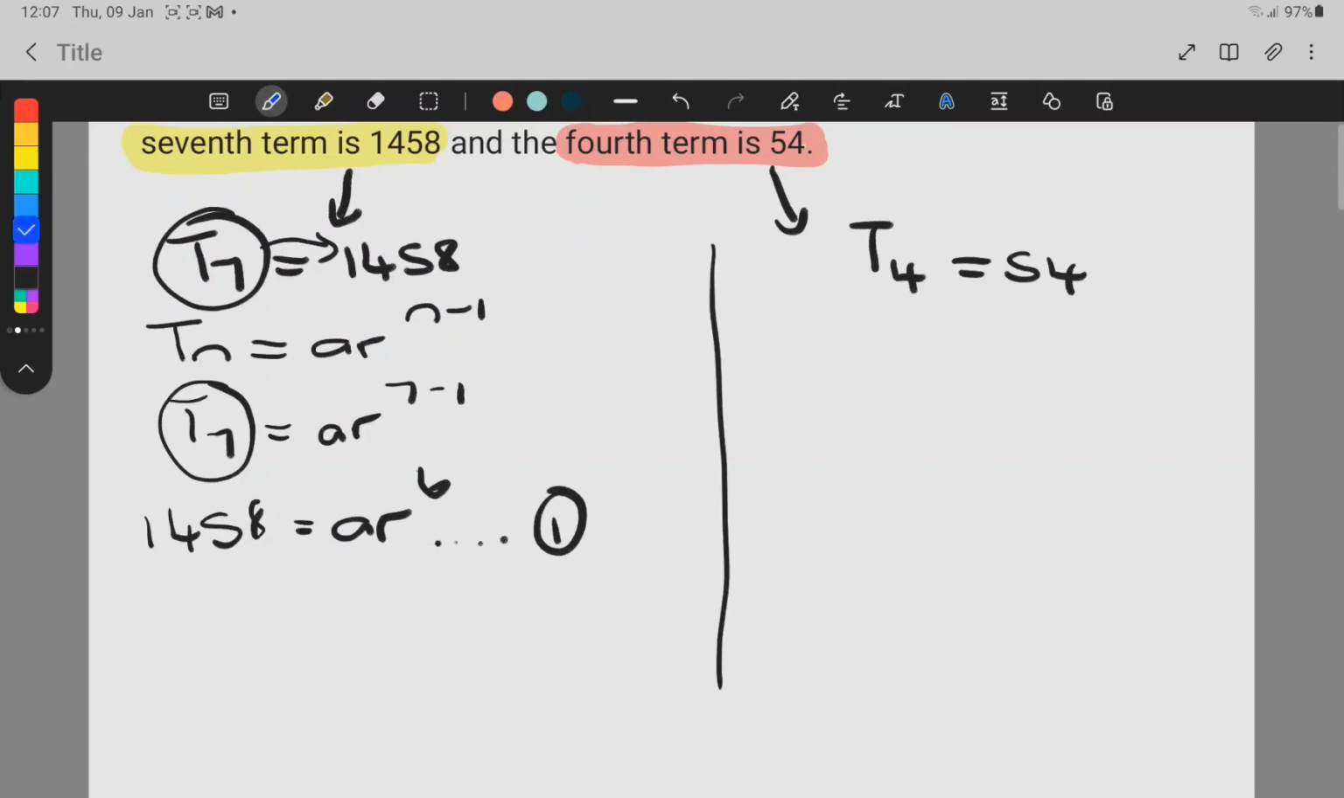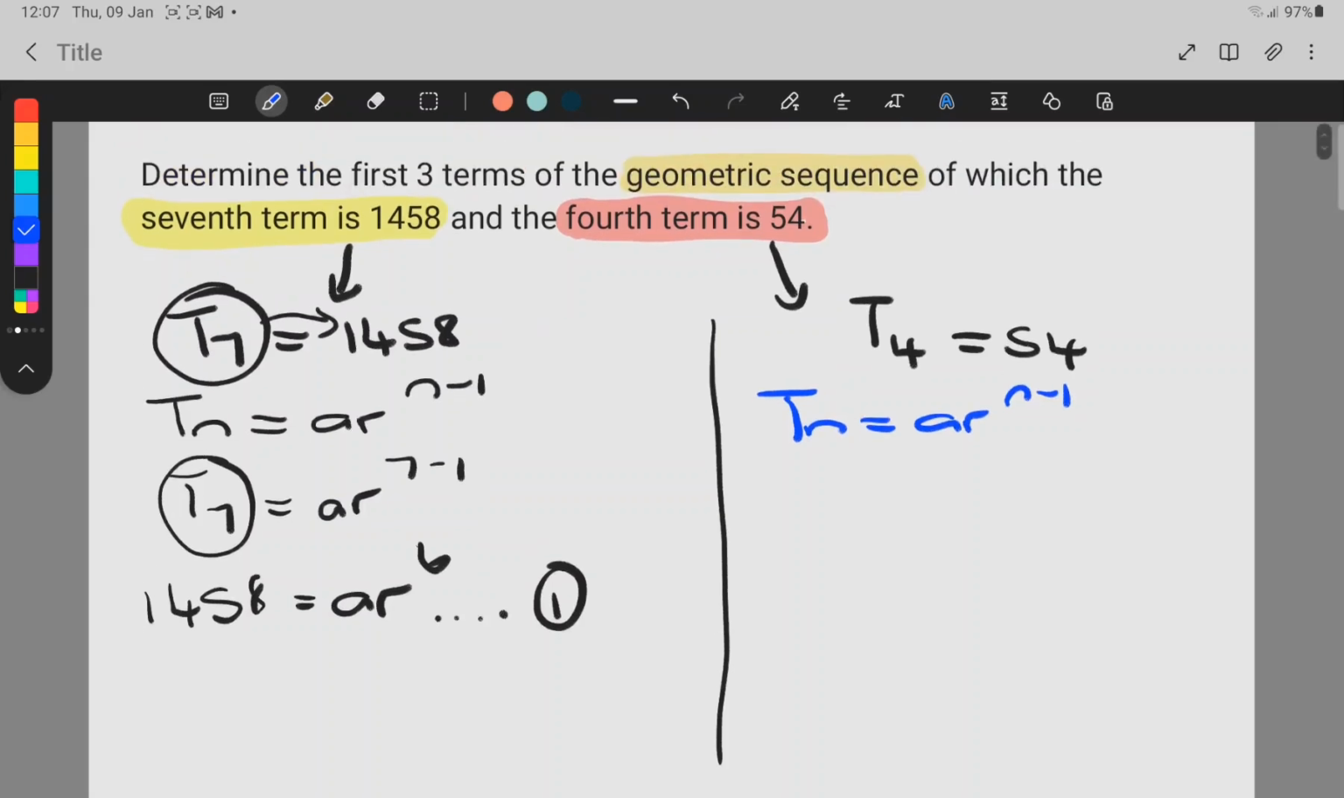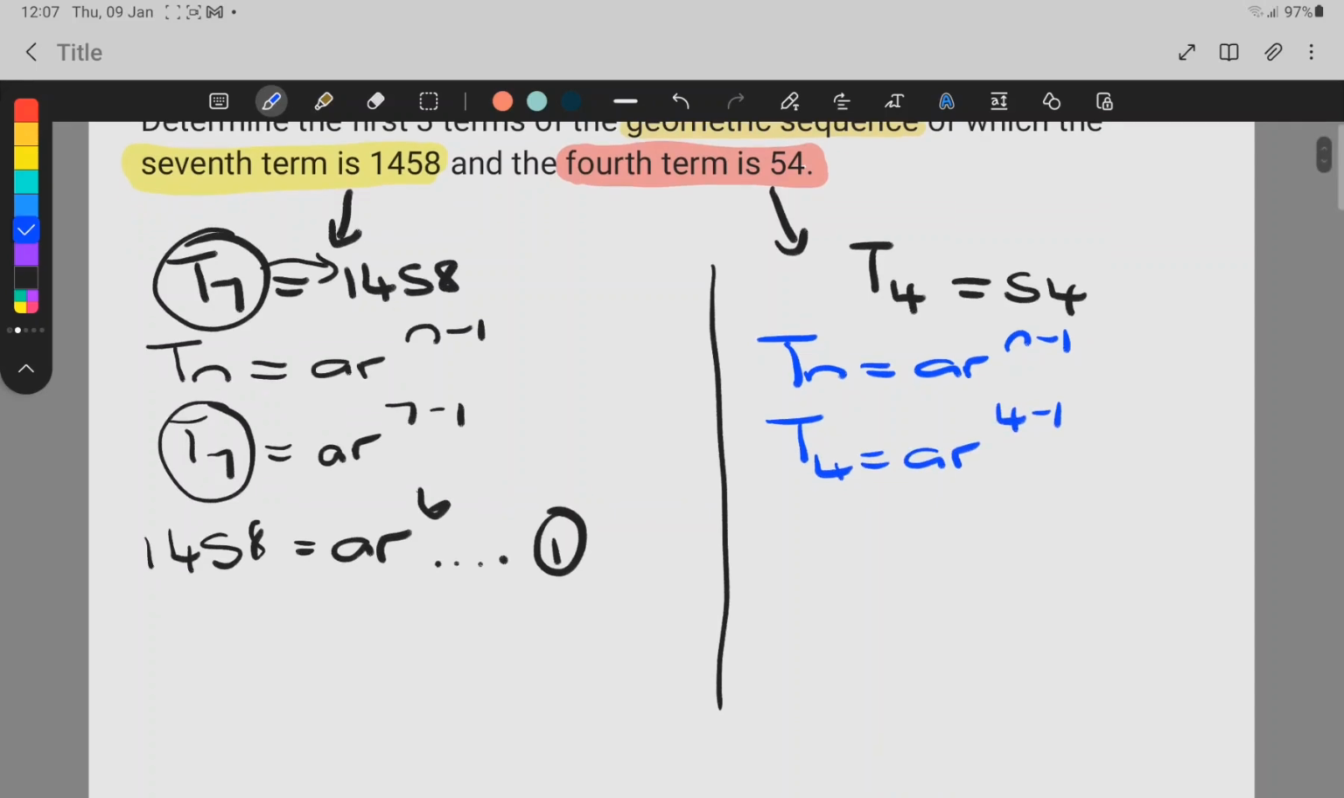Then I'm going to do the same for T4. So first thing, I'm writing the general term down, geometric. Then I'm going to replace every N with a 4. So 4 minus 1. Then I'm going to replace this whole T4 with this. So 54 is equal to AR to the 3. And I'm going to call this equation number 2.